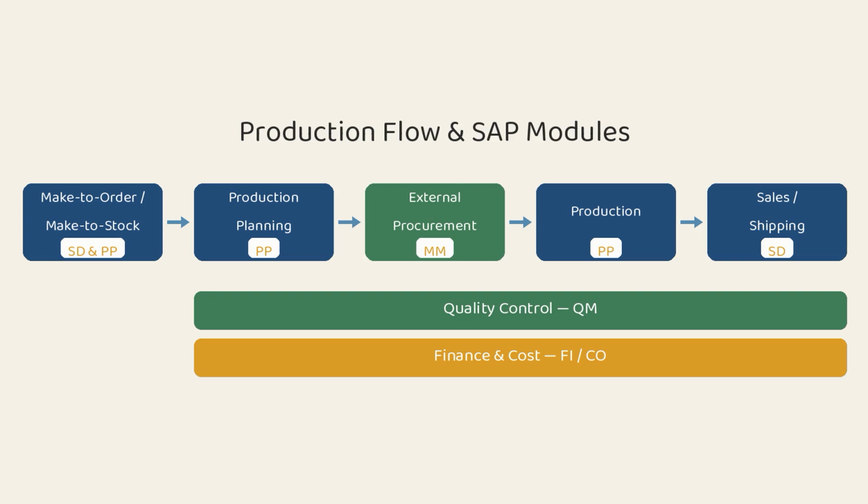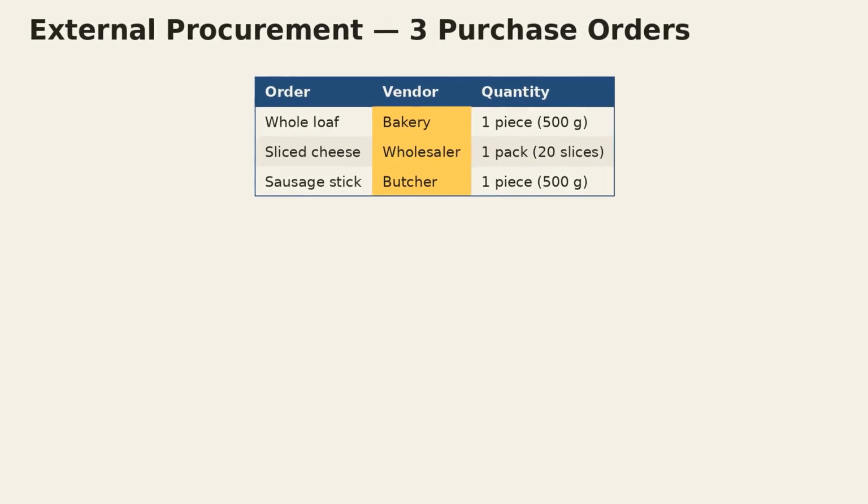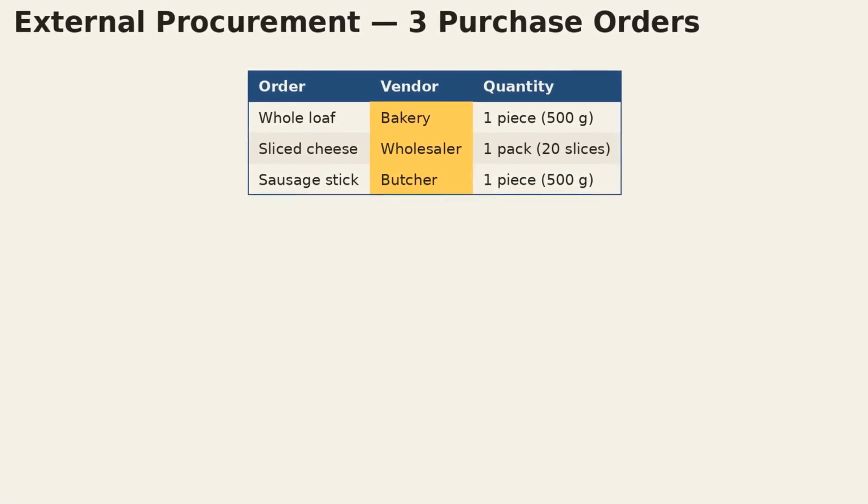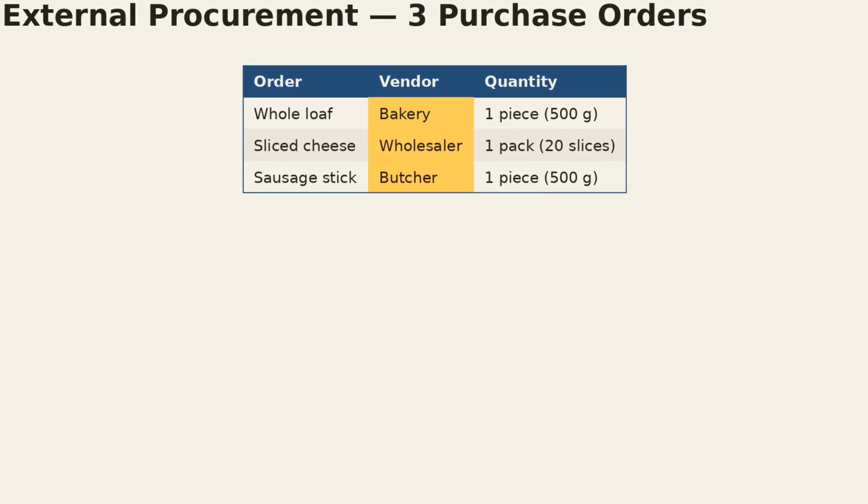The system now knows exactly what it is expecting and from whom. 3 materials, 3 vendors, 3 orders. Bread from the bakery, cheese from the wholesaler, sausage from the butcher. Each row is a separate promise. So what happens when these promises are kept?